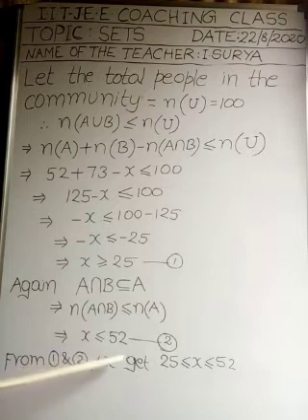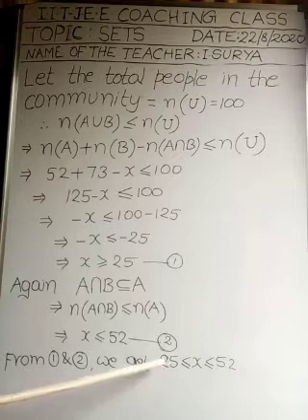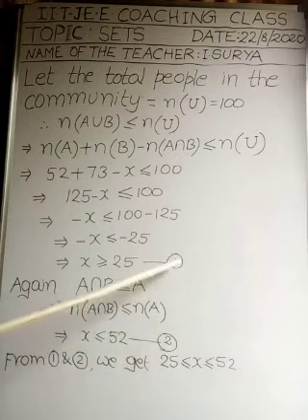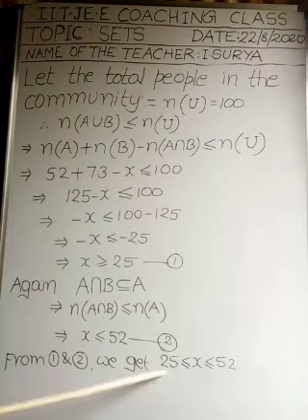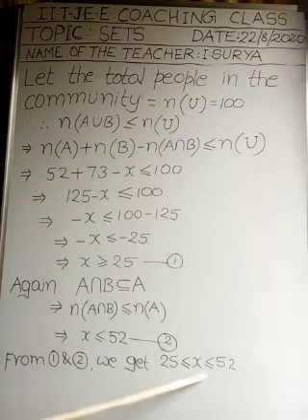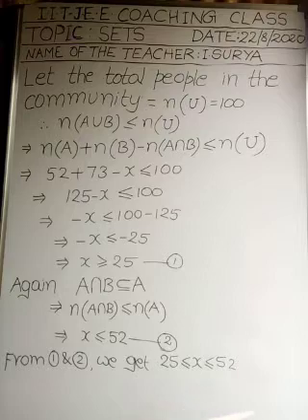Understood this step, my children? Assume this result as equation 2. From the inequations 1 and 2, what will you get? 25 is less than or equal to x less than or equal to 52. Understood, my children? Right.